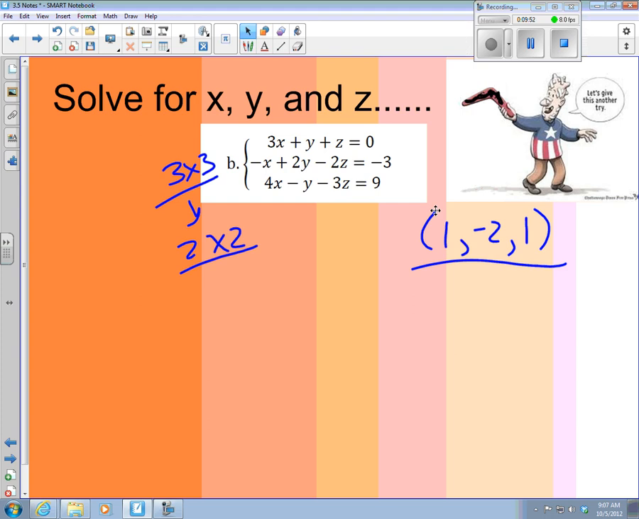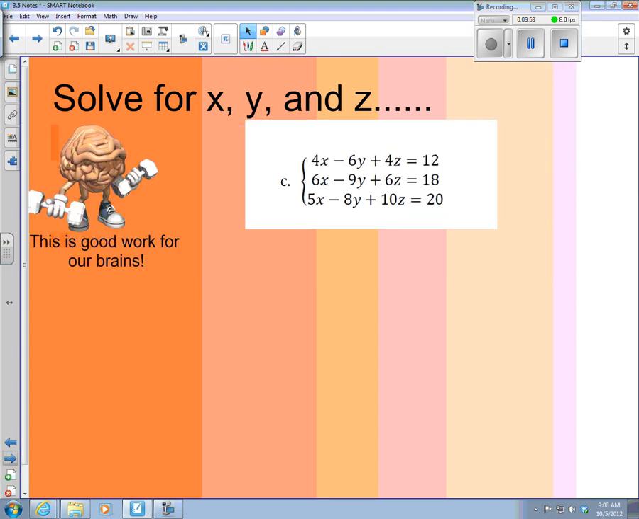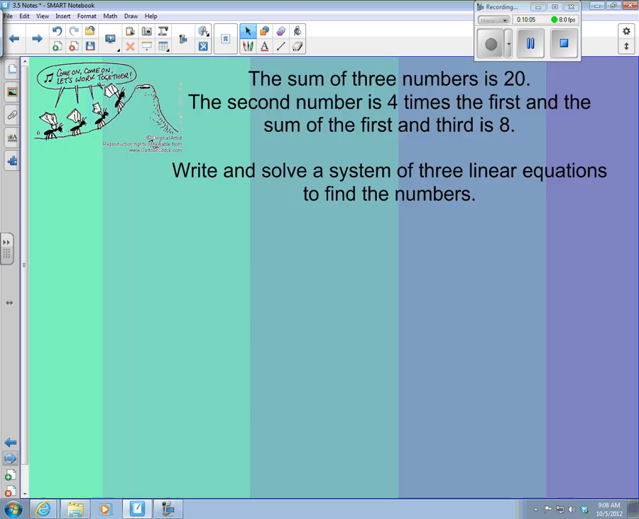So you try this one, and you know what? If you make one little mistake, it's going to screw up. So just try it again, start over from scratch. We're going to go to the word problems now.